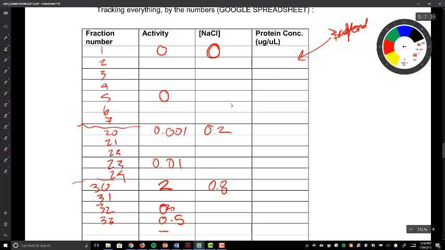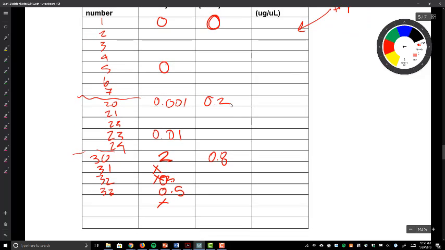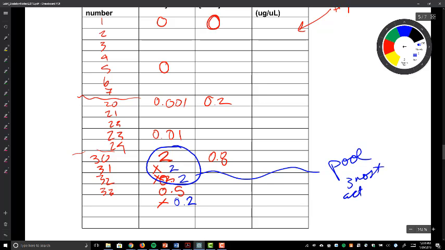And then that's where you'll want to go back and fill in those fractions on either side of the activity to help you find which ones are the most active, which ones contain the most LDH. And so in this case, if we were to go back after and say, oh, this guy's 2, this guy's 2, that guy's 0.2, we know we want to pool these 3 fractions because they're the 3 most active. And they have the highest change in slope when we run that activity assay there.